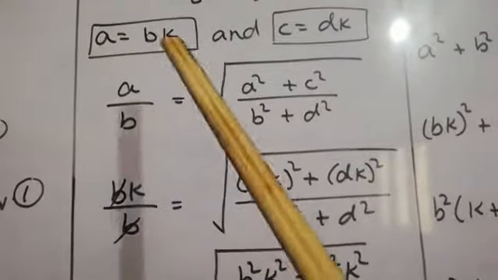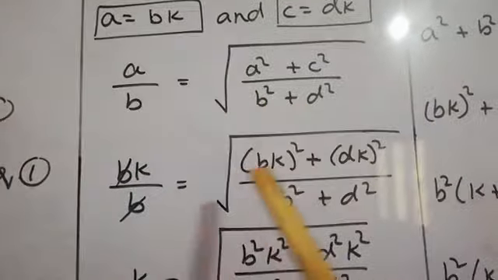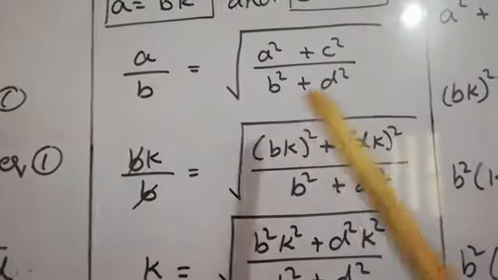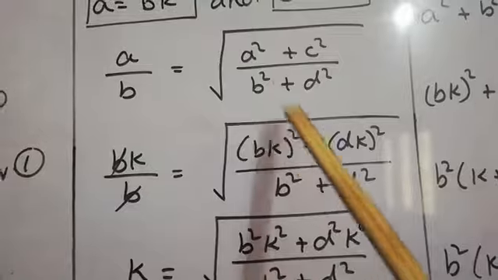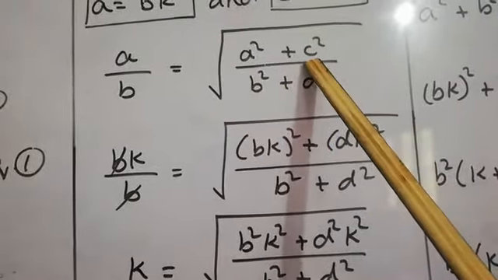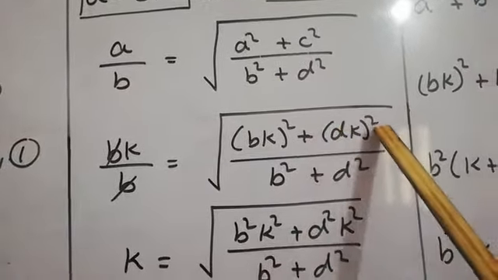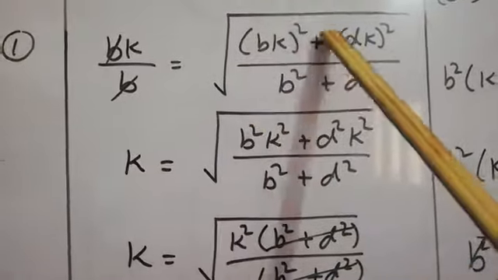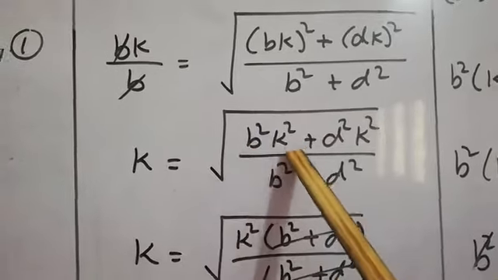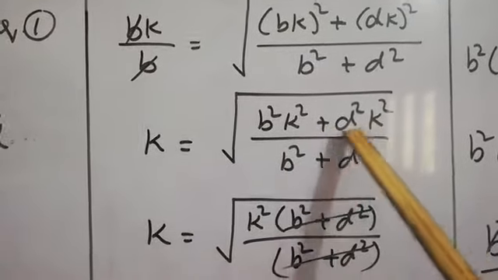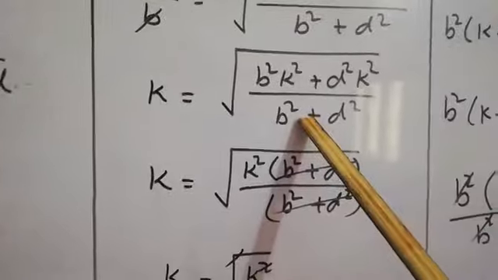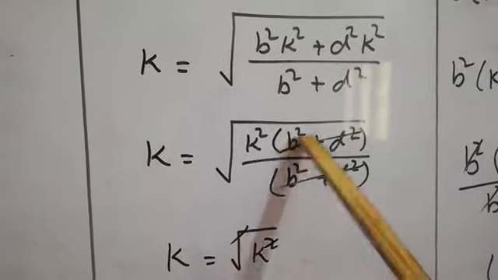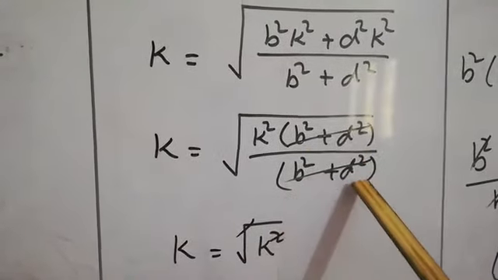Now we put the values of A and C in this equation. It becomes BK by B, and B will be cancelled. Here we put BK whole square because of A square, and due to C square we get DK whole square, divided by B square plus D square as it is. Now remove the brackets and it becomes B square K square plus D square K square. Now we take K square as common and we get (B square plus D square) divided by (B square plus D square).